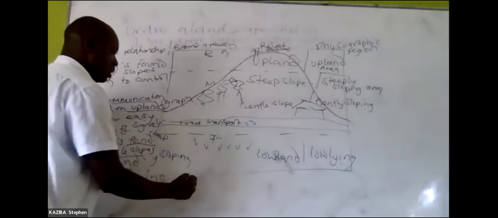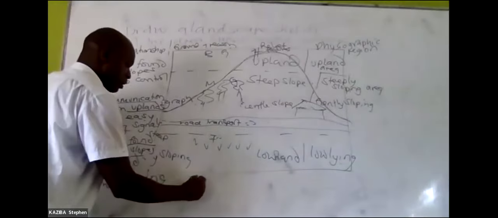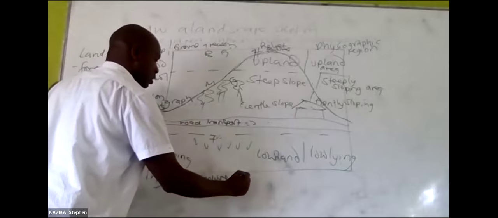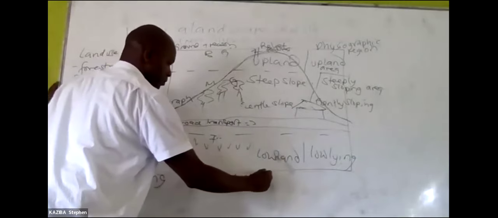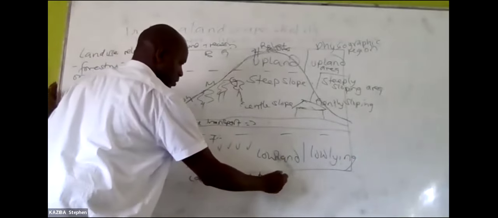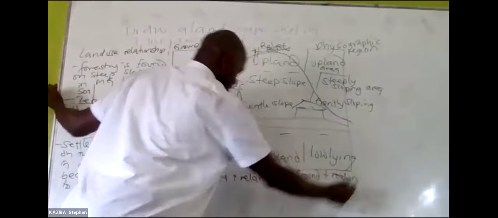You emphasize land use plus relationship plus ground plus reason. That's how you can pass relationships.